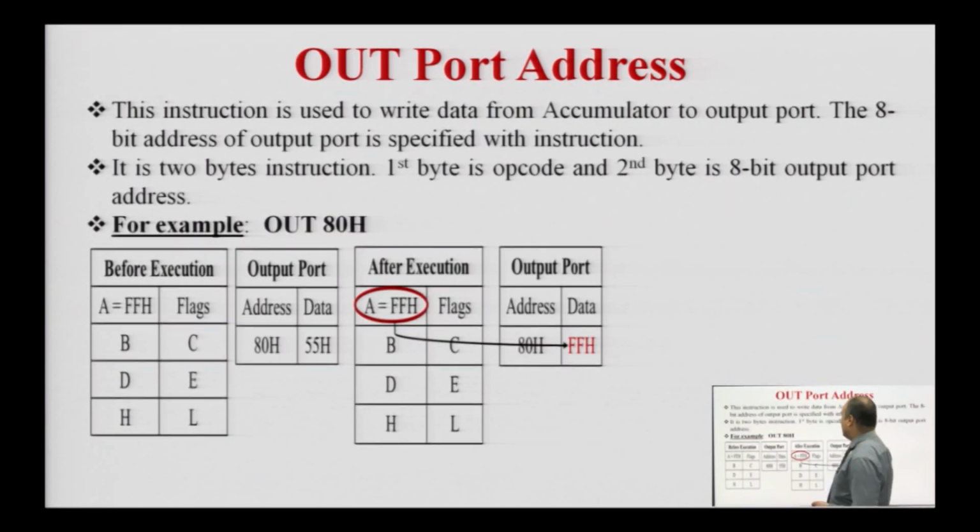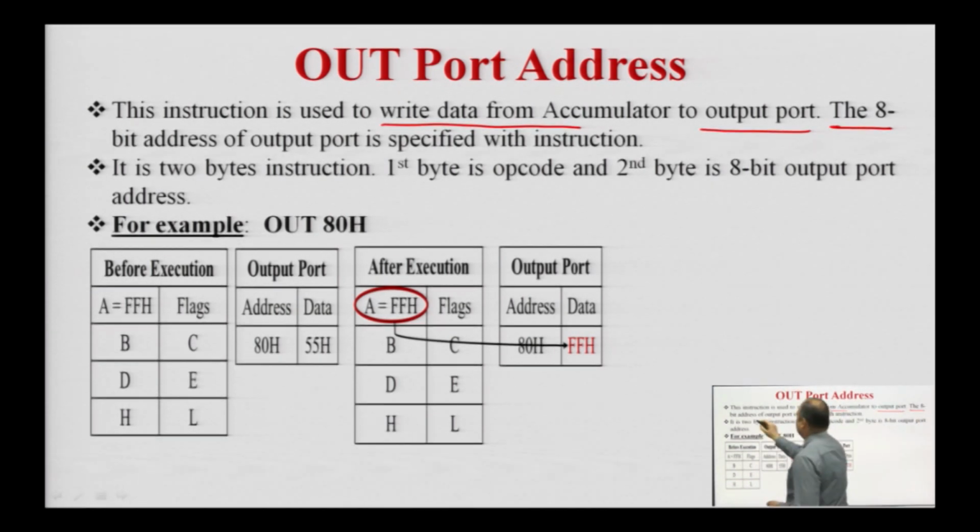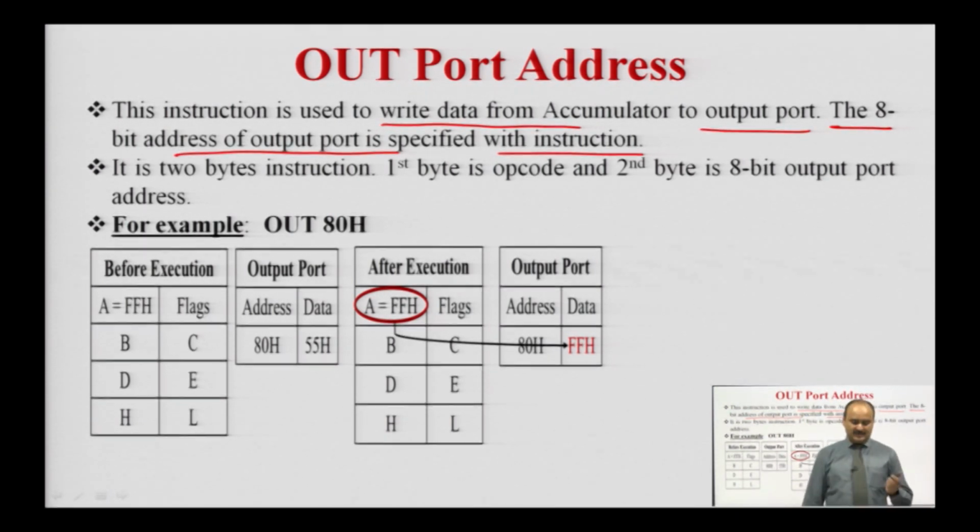Next instruction is OUT port address. This instruction is used to write data from the accumulator to the output port. The 8-bit address of the output port is specified with the instruction. The previous instruction IN is used to read the information from the input port. This instruction is used to write the information or data into the output port. The output port address is specified with the instruction.